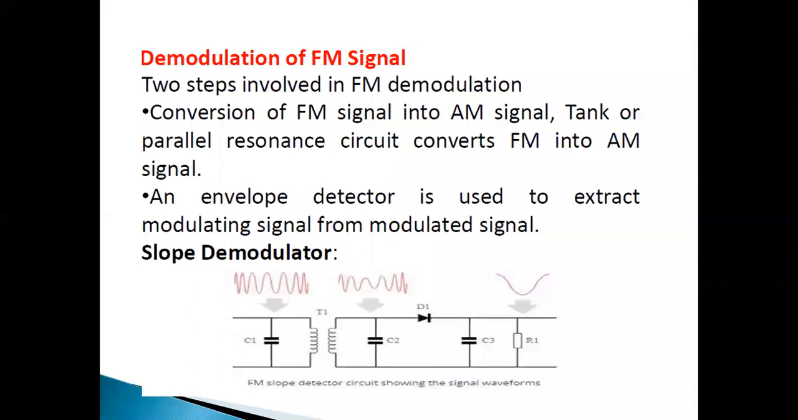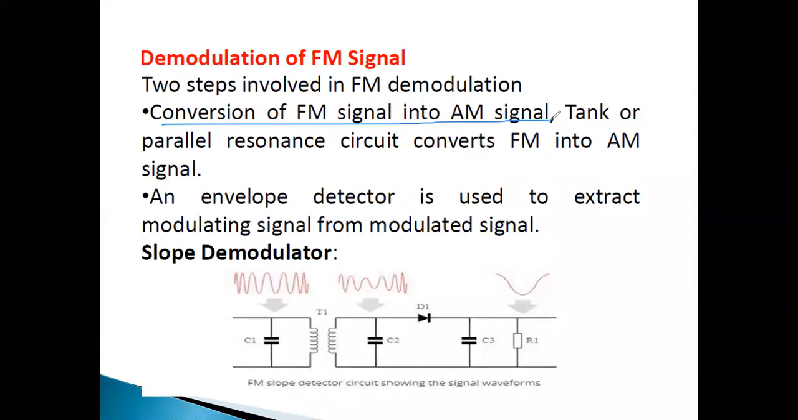In the FM detection, it involves two conditions. What are those two conditions? The first condition is the conversion of the FM signal into an AM signal. The frequency modulated signal will be converted into an amplitude modulated signal.